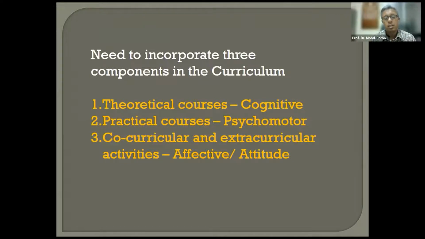Here you see there are 3 components we address to incorporate in the OBE curriculum. Number one is that... or laboratory session and internship. This will cover the psychomotor domain and co-curricular and extracurricular activities. This will cover the affective or attitude domain. So if we can incorporate these 3 things in our curriculum and allow the space for these 3 things, we expect that the student outcomes will be achieved.